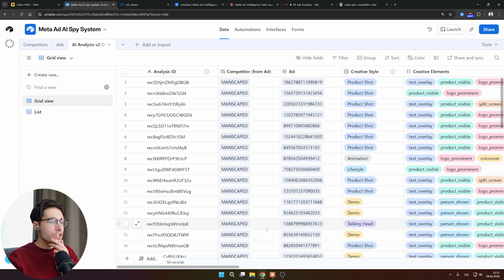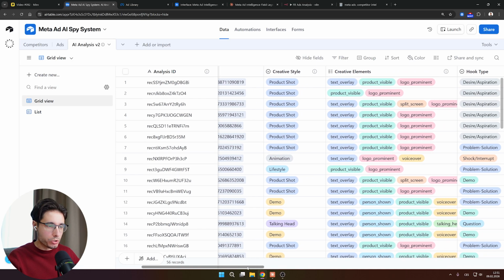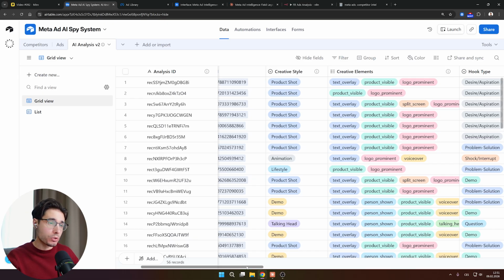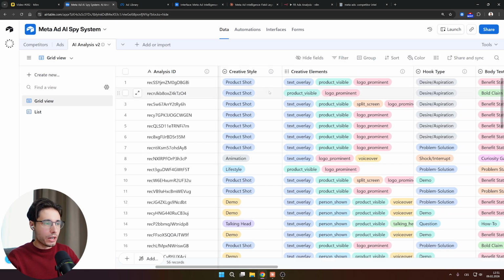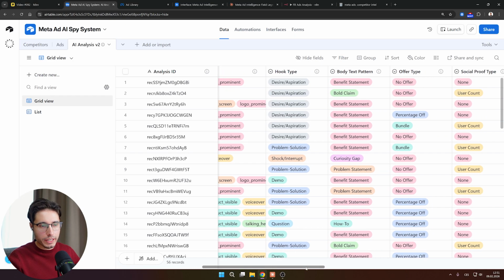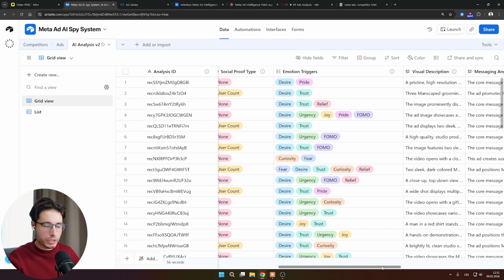Now, it's important to understand the ad analysis and what we are actually looking at. All of this is highly customizable, of course, because it is a custom system developed for a brand, but you will get the idea. So you can see every single ad follows the same structure of analysis. First of all, we analyze the creative style, the creative elements, the hook type, the body text pattern, the offer type, the social proof type, the emotional triggers, right?